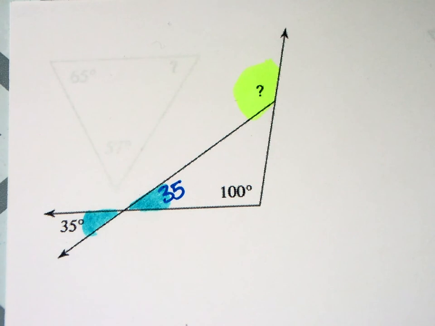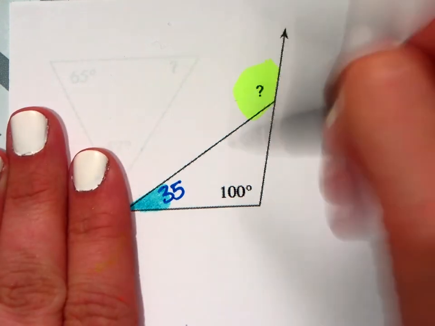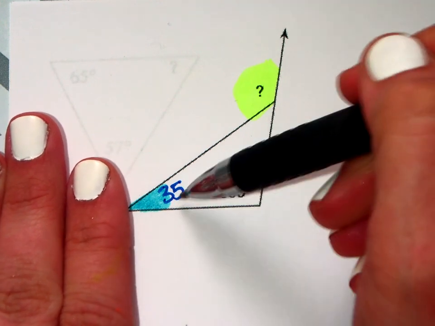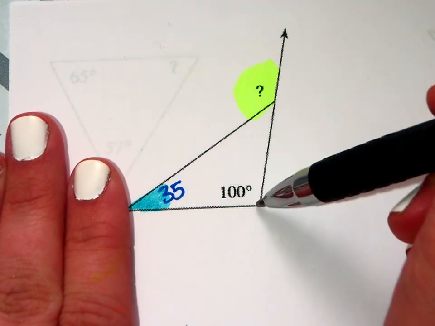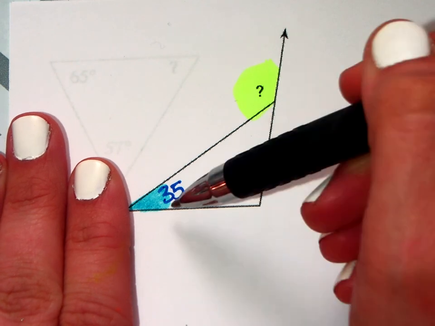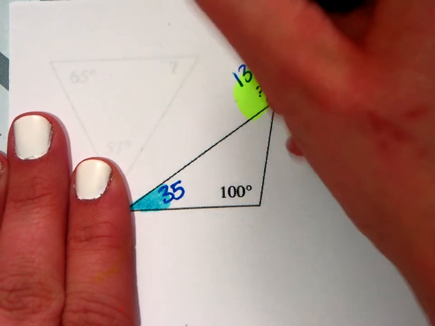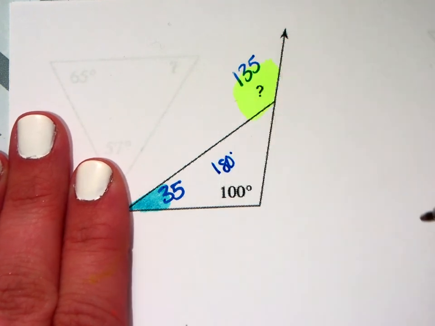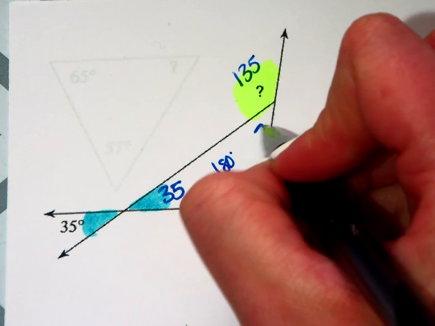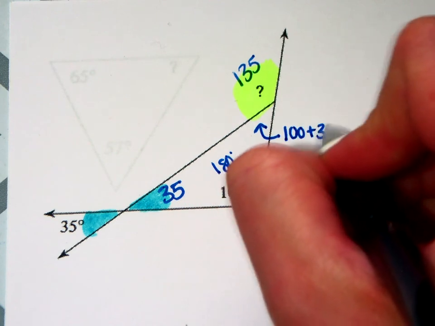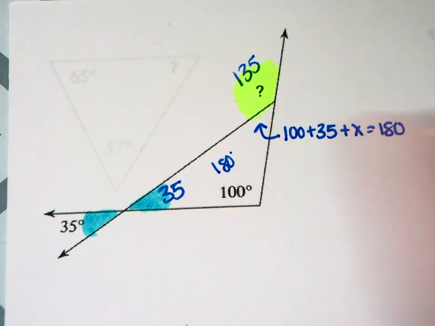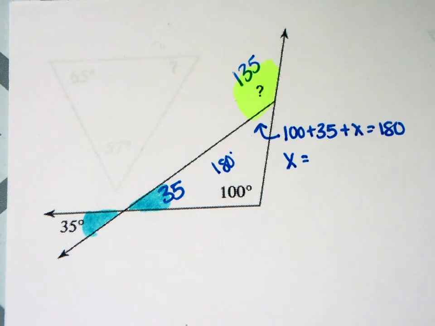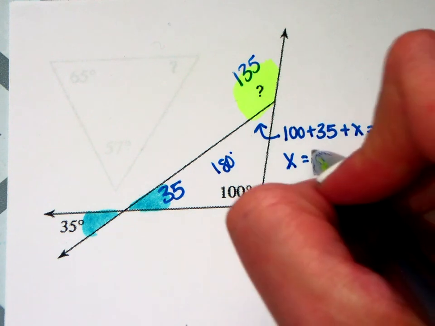The next thing I'm going to do is just cover this up. I'm going to find the measure of this angle, and there are two ways to do it. If you recognize that you have remote interior angles, when you add those together, it should equal the one on the outside. So 35 plus 100 is 135. However, if you didn't see that, you should know that this triangle adds up to 180. So to find this angle, you're going to do 100 plus 35 plus something equals 180. When you solve for x, oops, I'm doing it off to the side, you should get 45 degrees.